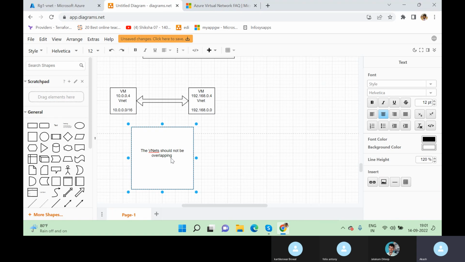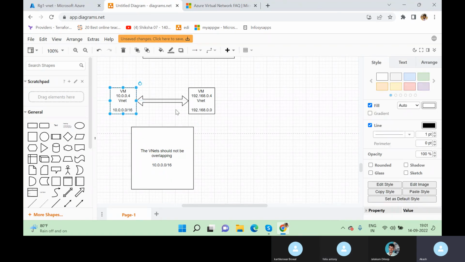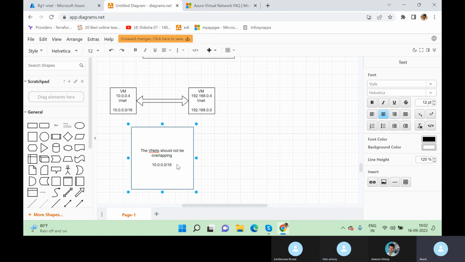I will quickly give you a few IP addresses, and you tell me whether it is overlapping or not. Akash asked me to explain this concept once again. If we have 10.0.0.0/16 and this is my other VNet, they should not have any IP in common. That is the requirement in order to create a peering connection. So let's say this is my one VNet and this is my other VNet address space.